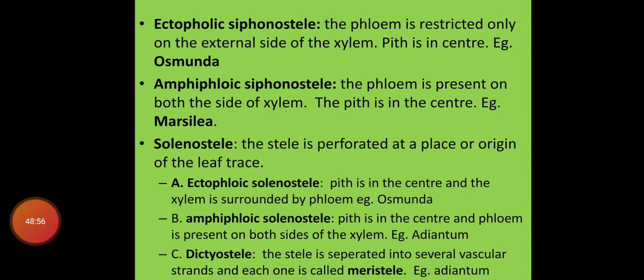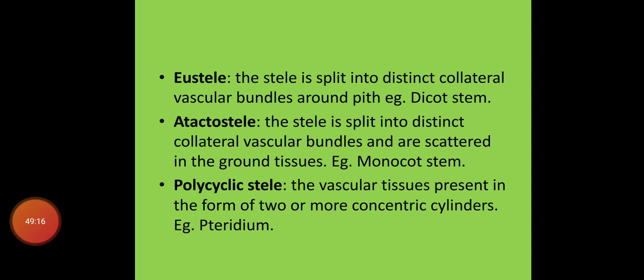There are three further types: ectophloic solenostele, amphiphloic solenostele, and dictyostele. Ectophloic solenostele: pith in the center and xylem surrounded by phloem. Example, Osmunda. Amphiphloic solenostele: pith in the center, phloem on both sides of xylem. Example, Adiantum. Dictyostele: the stele is separated into vascular strands, each called a meristele. Example, Adiantum. And then eustele: the stele splits into distinct collateral vascular bundles, which are wedge-shaped and observed in the dicot stem.